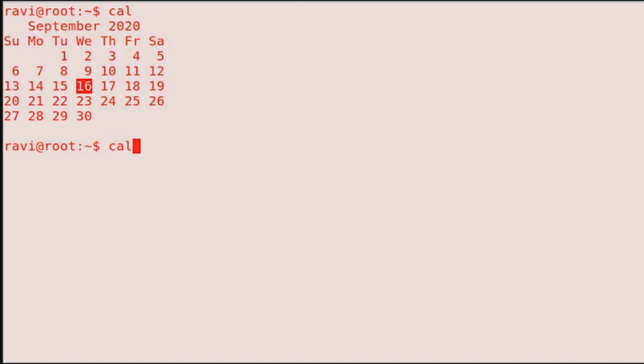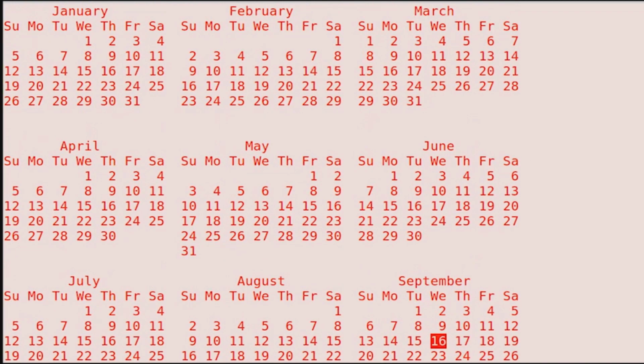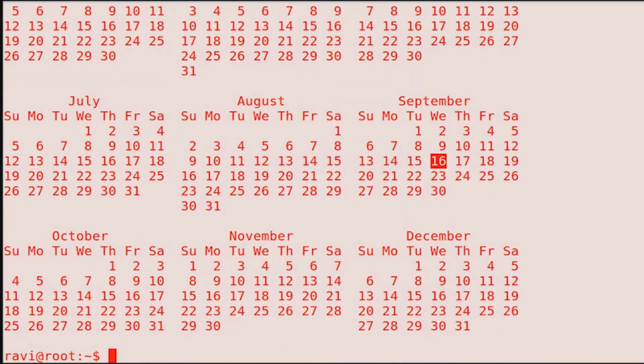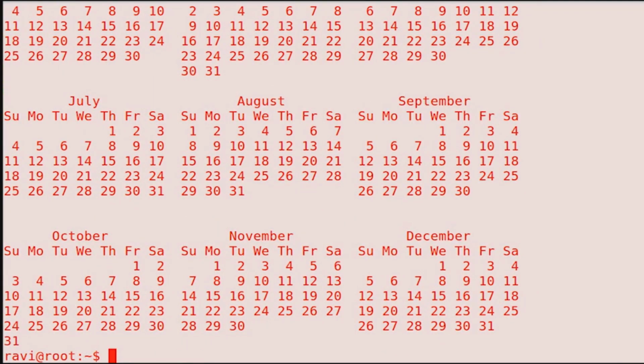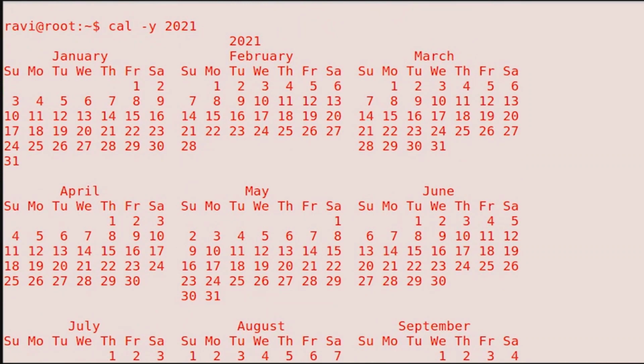Now the cal command is given along with -y option at the $prompt. As you can see on the screen, the shell has displayed the current year 2020 complete calendar on the screen. Now cal command is given along with -y option and 2021 is given as the argument at the $prompt. Now as you can see, the shell has displayed the calendar of the specified year 2021.